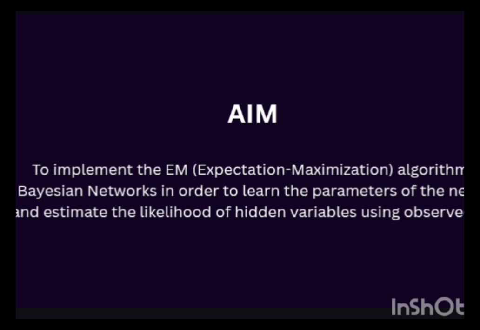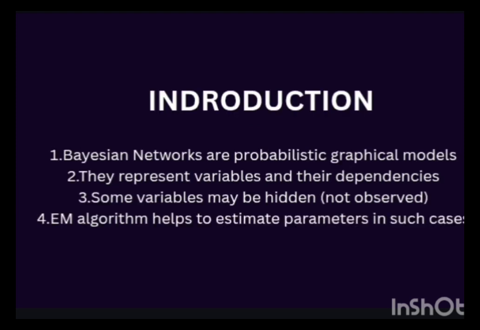Introduction. Bayesian networks are a type of probabilistic graphical model used to represent a set of variables and their conditional dependencies. In real world scenarios, not all variables are directly observable, so some of them remain hidden. To handle such situations, we use the EM algorithm, which helps in estimating both the hidden variable and the model parameters effectively.